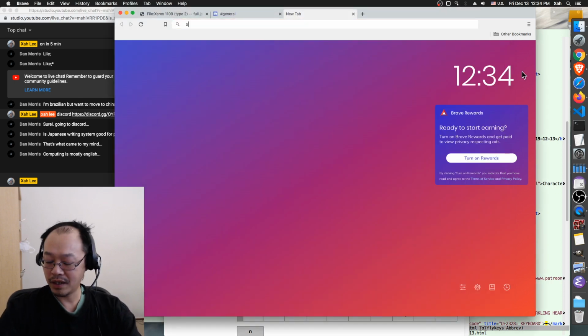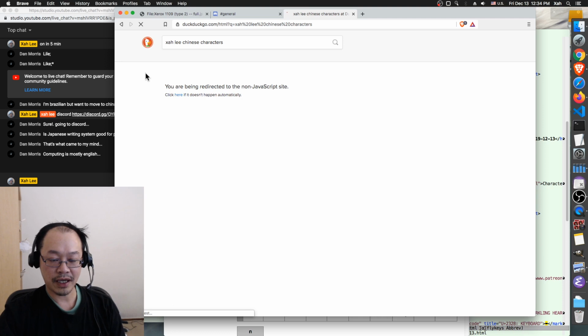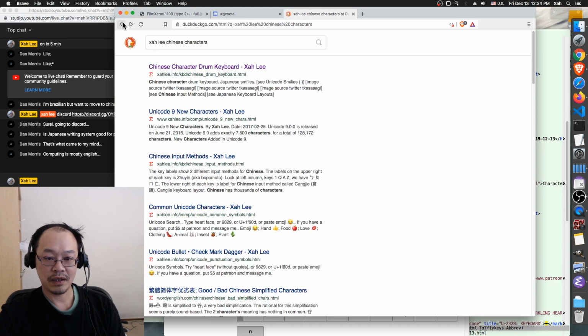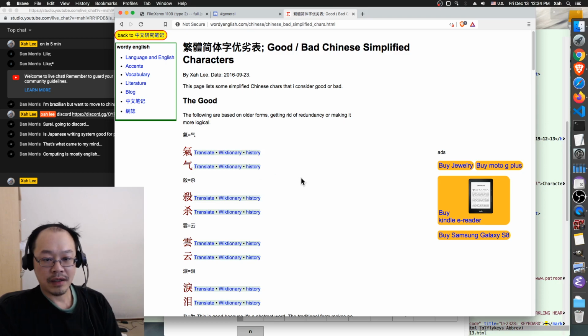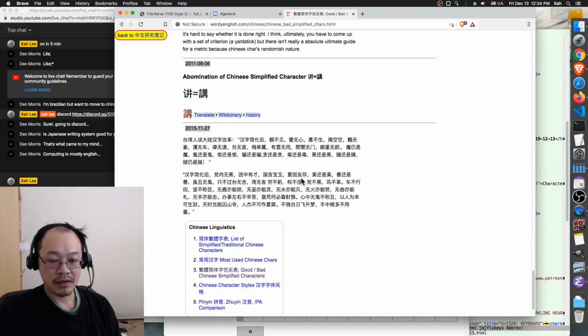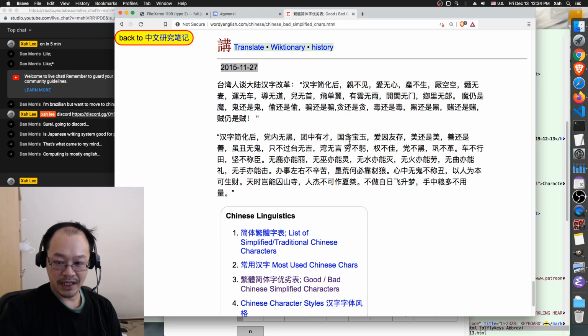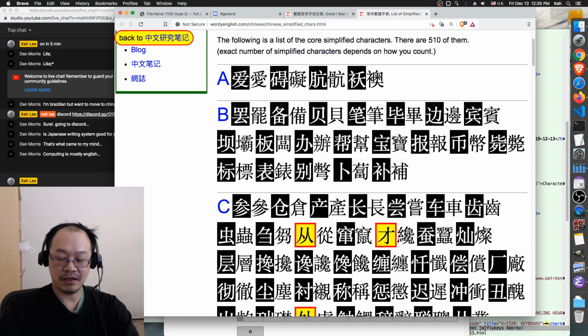Okay, so let's go to Xah Li Chinese character. Let me show you quickly what Chinese characters look like. No, we don't want the drum keyboard. We want common Unicode characters here. Not this page. So anyway, this here is an example of Chinese characters. Let me magnify. So this is Chinese. The Chinese characters look like that. And let's open this page so you can see. Okay, so these are Chinese characters.